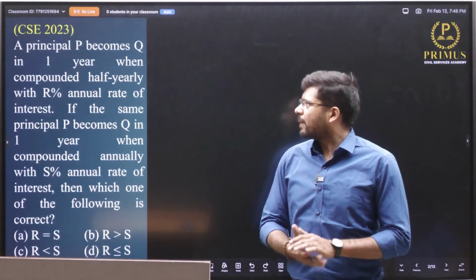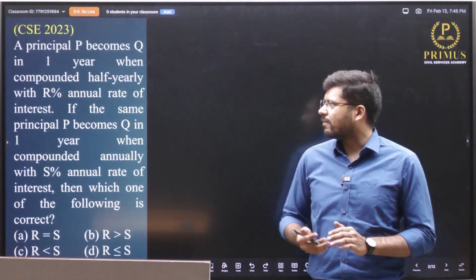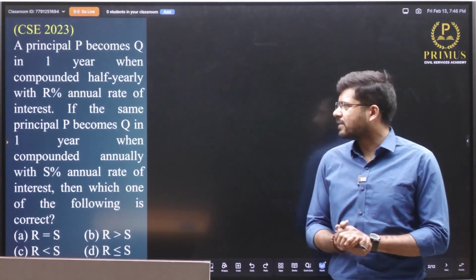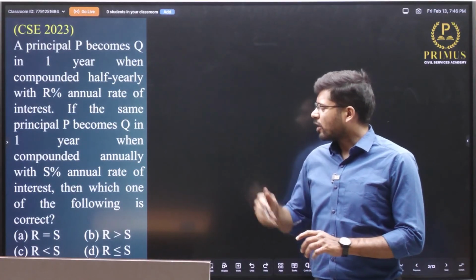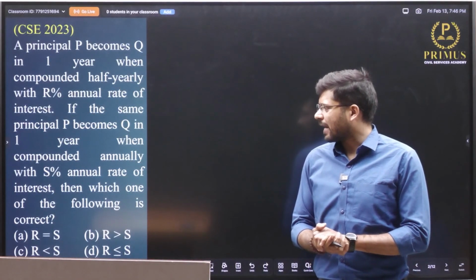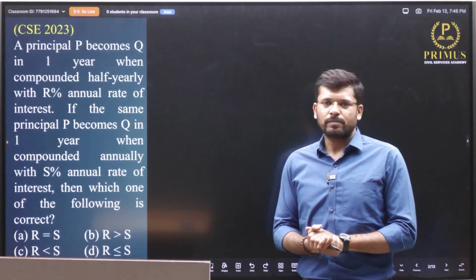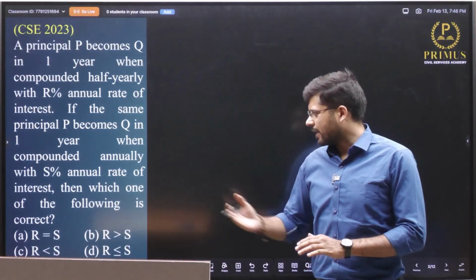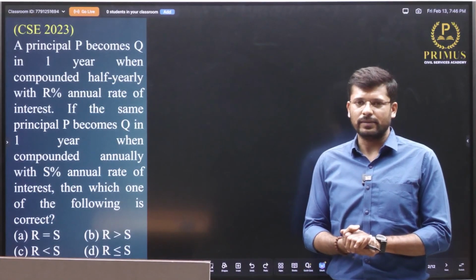Take a read. A principal P becomes Q in 1 year when compounded half yearly with R% annual rate of interest. If the same principal P becomes Q in 1 year when compounded annually with S% annual interest rate, then which of the following is correct? R equals S, R greater than S, R less than S, or R less than or equal to S.